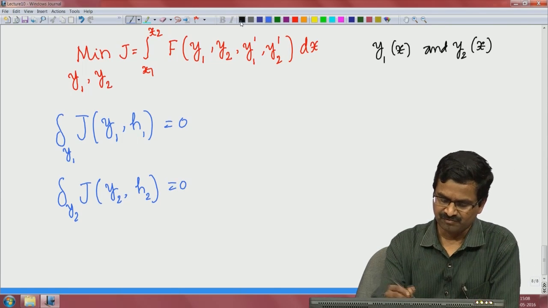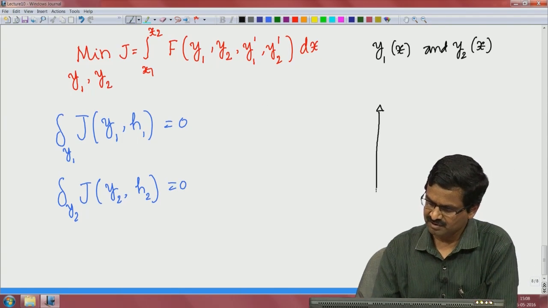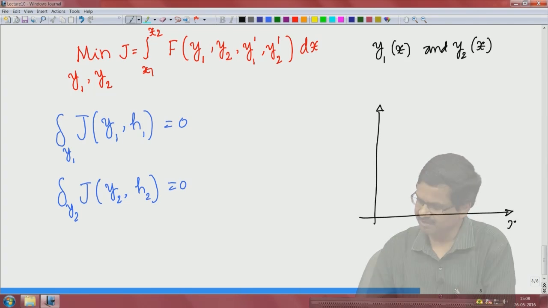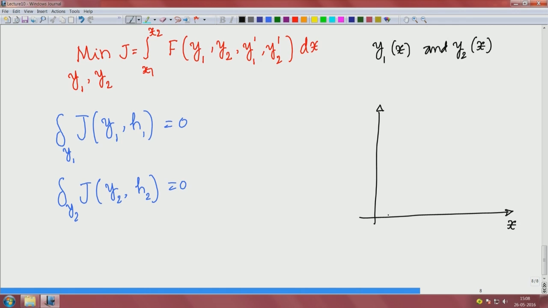In other words, if I have this situation, only one independent variable x, now I have to find out from the same limits x1 to x2. I have to say that there is this function, let us say that is y1 of x, and let us say there is another function, this one, let us say y2 of x, and both of these together define our integrand or our functional.